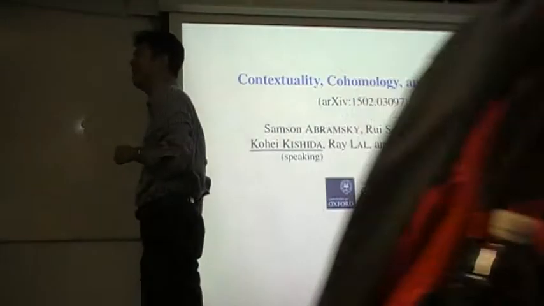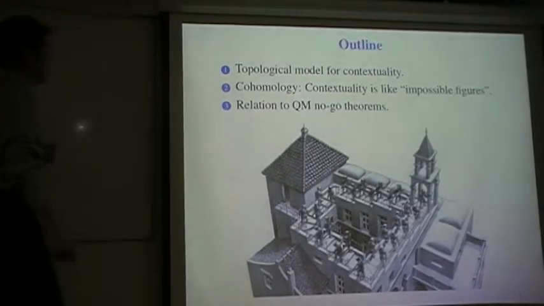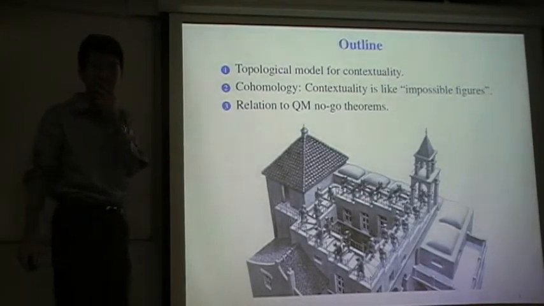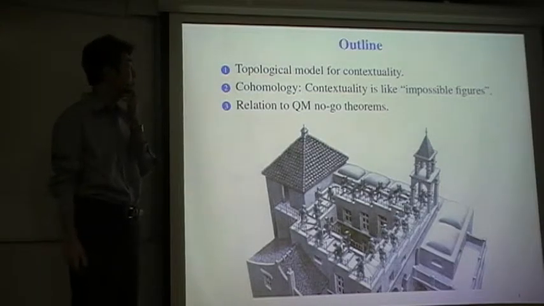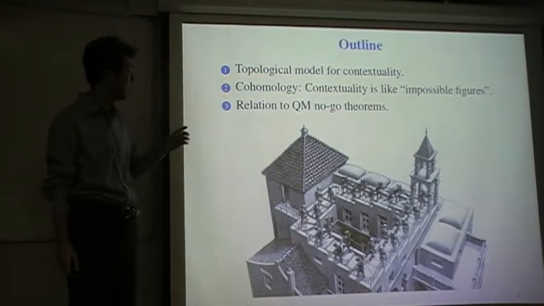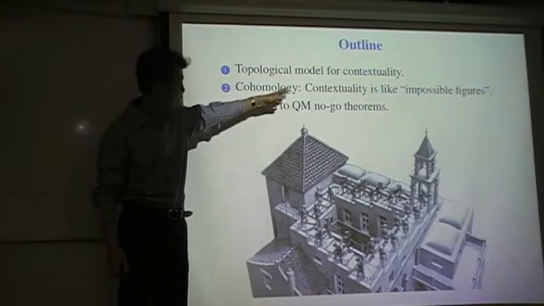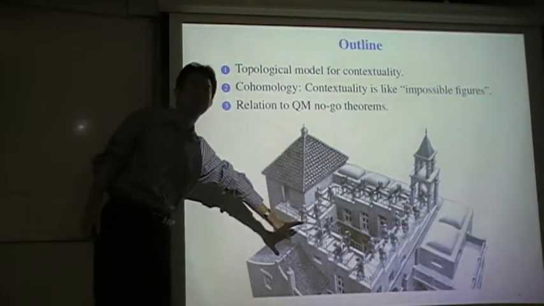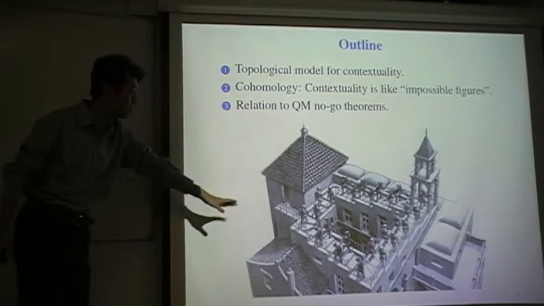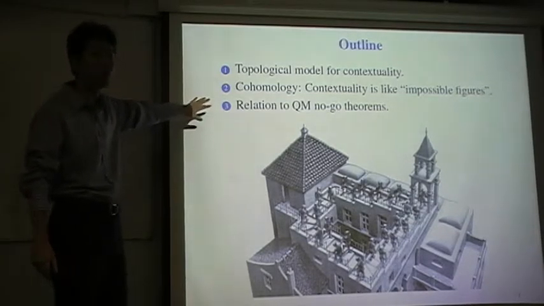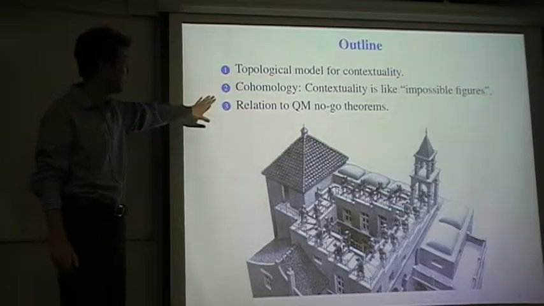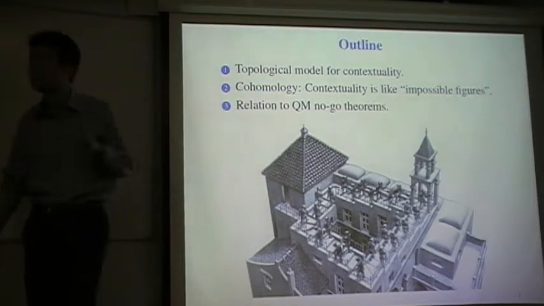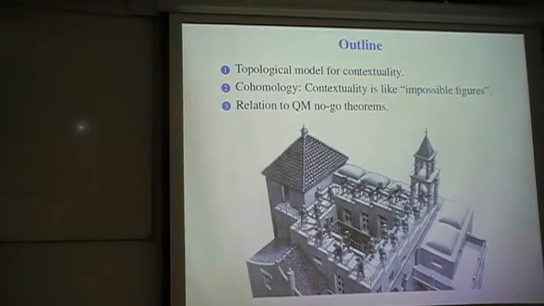Anyways, in this talk I'm going to show that non-locality and contextuality are of a certain topological nature, so that the cohomology is going to show that contextuality is somewhat like these impossible figures by Escher. And then I'm going to give you some results relating this idea to quantum no-go theorems and contextuality arguments.